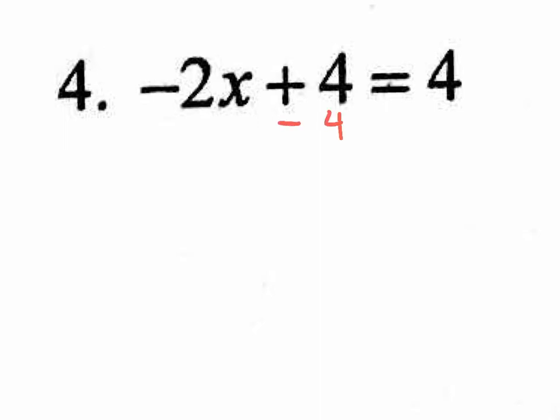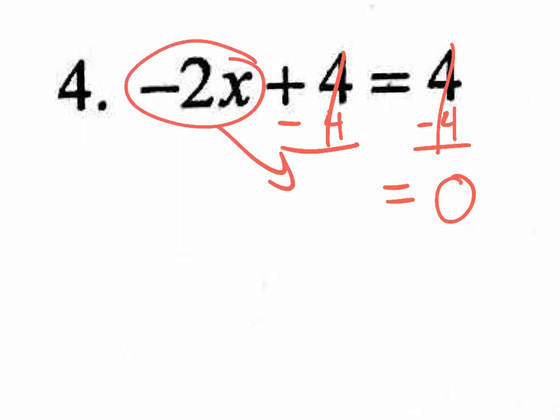So subtract 4. 4 take away 4 is 0, right? Yeah. And you subtract 4. 4 take away 4 is what? 0. So you need to put 0 here. Because if you just do this, then it's going to be blank. But 0 is a nice whole number. So it says equals 0. What's left over on the left side? That negative 2x. You bring that down.